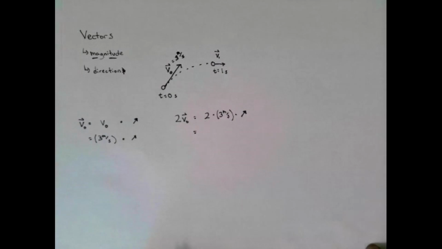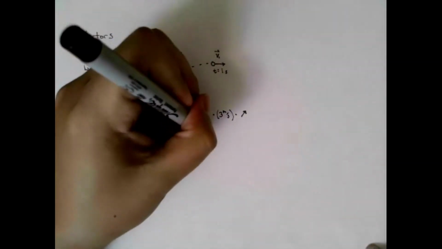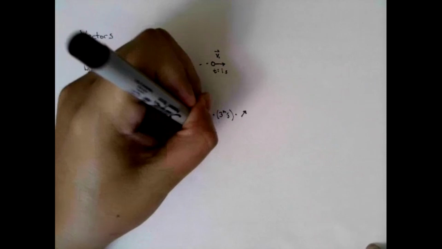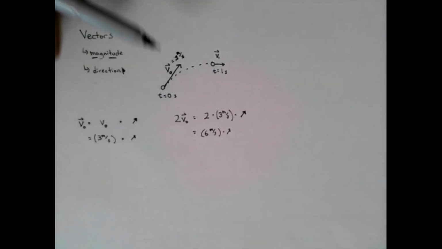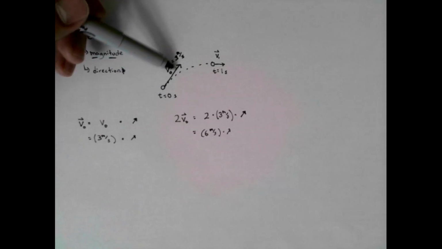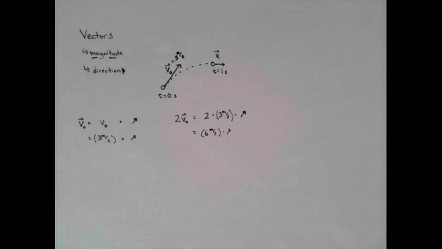Exactly. So what you end up with is 2 times 3, this is 6 meters per second, times your direction. So it's actually the same direction, but it's going to be twice as big, right? Typically, this coefficient, the 2, is what we call a scale factor, because you're essentially scaling the vector. I'm making it twice as large. If I multiply by 3, I make it 3 times as large. If I multiply by 0.1, I'm making it 1/10 of its size, right?